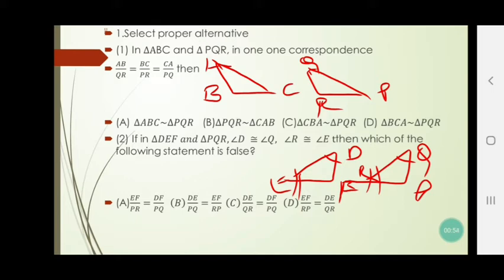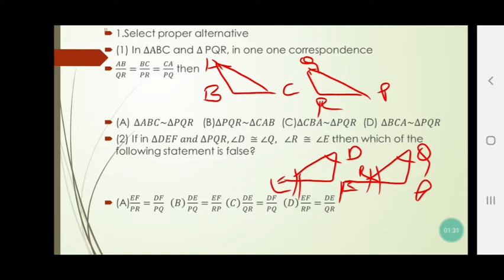The very first ratio is AB upon QR, and BC upon PR or RP. So here ABC and QRP, or CAB and PQR. In that way we have to move on. Is it clear? So which option is correct? Option number 2, that is option B, is correct.